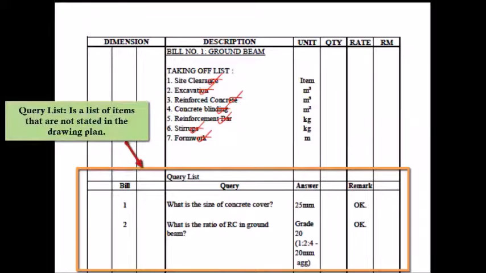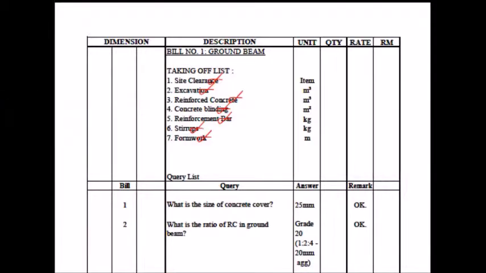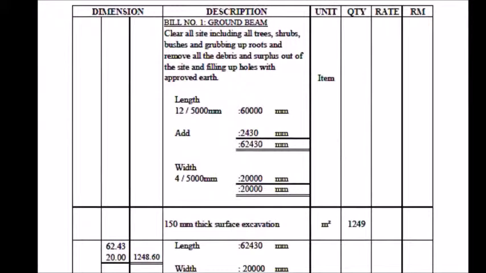Next, form a query list. It is a list used to list up items that are not stated in the drawing plan. Now, let us start to calculate the site clearance.